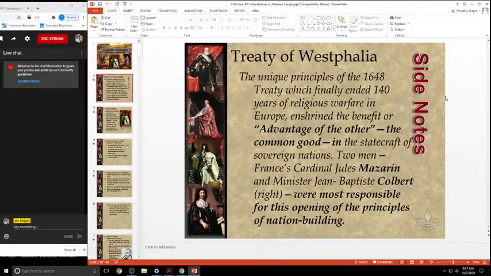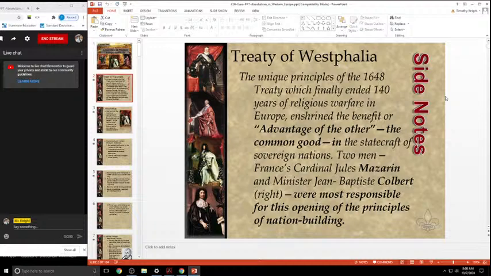And so the unique principles of the 1648 treaty, which finally ended 140 years of religious warfare in Europe, enshrined the benefit or, quote, advantage of the other, the common good, in the statecraft of sovereign nations. And two men distinguished themselves at this time. France's Cardinal Jules Mazarin, you're going to want to remember some of these names here, Cardinal Jules Mazarin, and Finance Minister Jean-Baptiste Colbert. And these two men were the most responsible for this opening of the principles of nation building.